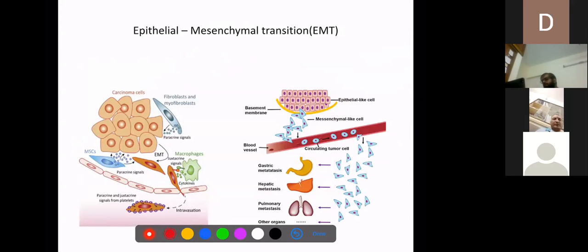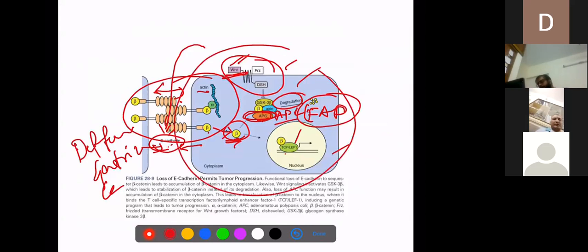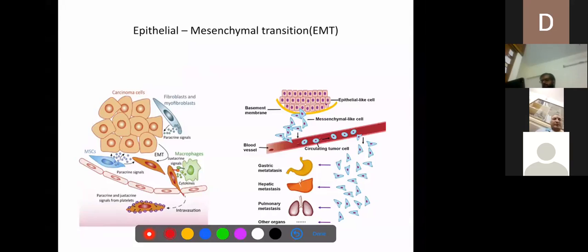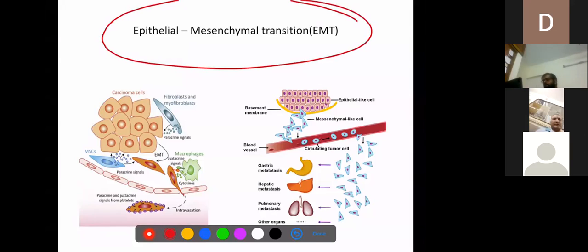So we are all aware that any cancer can metastasize. How does it metastasize? I told you there may be E cadherin loss so that the cell can get detached. Only then can it get detached. How can it enter the blood circulation? How can it penetrate the endothelial cell? How can it travel in the blood circulation? How can it enter the other organs? This is a very important process. The questions can be very much framed from this epithelial mesenchymal transition.